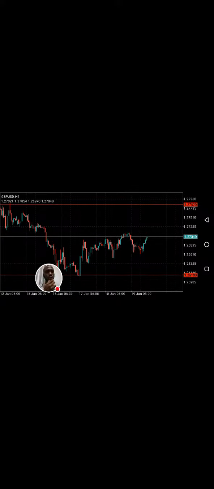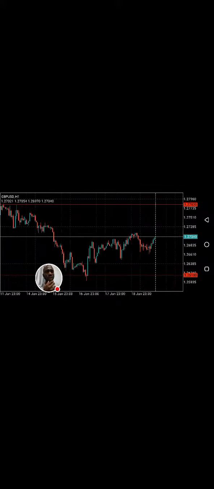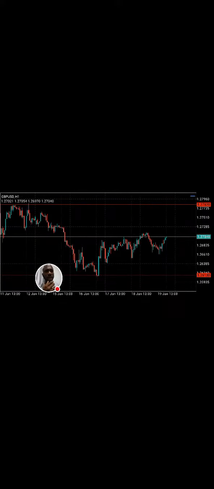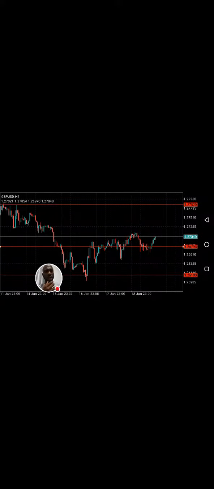So you can see what we have on 1-hour. You can see the structure clearly on 1-hour. I think at this point there was a shift in market structure, right? Because this was the last lower high, and there was a breakout. This candlestick broke out from that high. So there was a shift in market structure at this point.